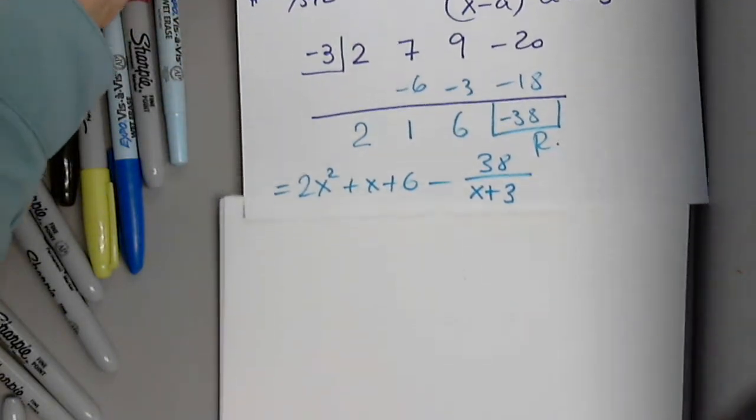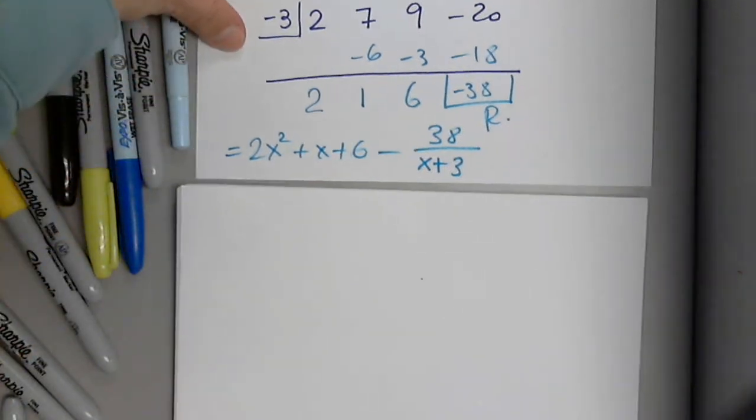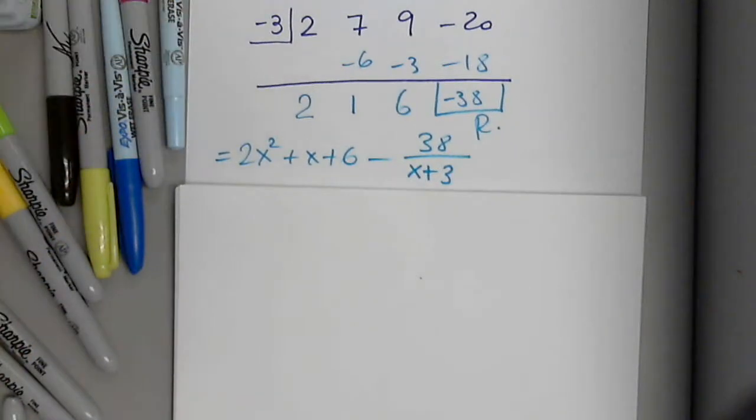So this is the method called synthetic division. How did you know it was 2x squared? When we divide degree 3 by degree 1, what degree do we get? 2. So when I get degree 2, I have to start with x squared.